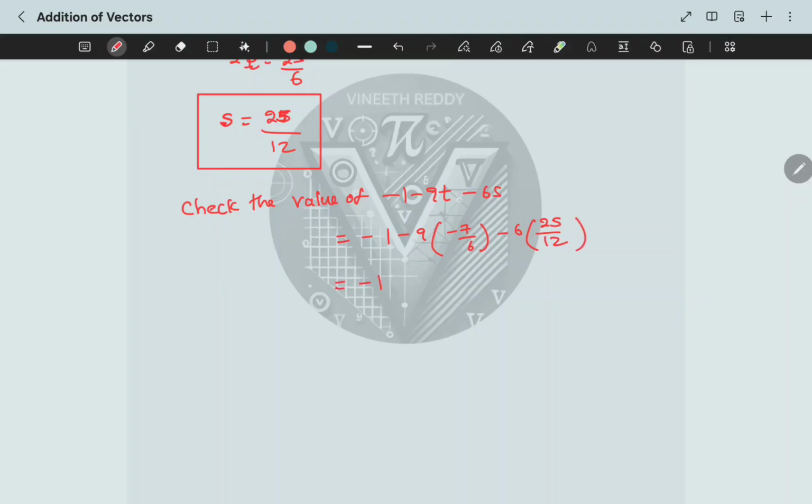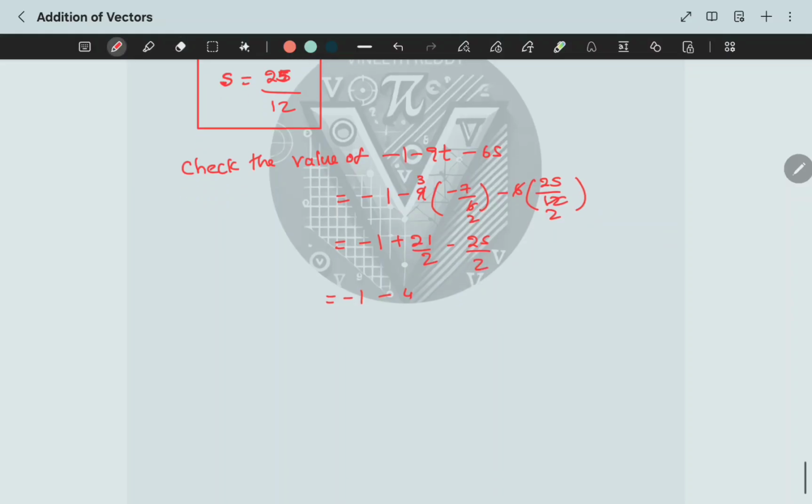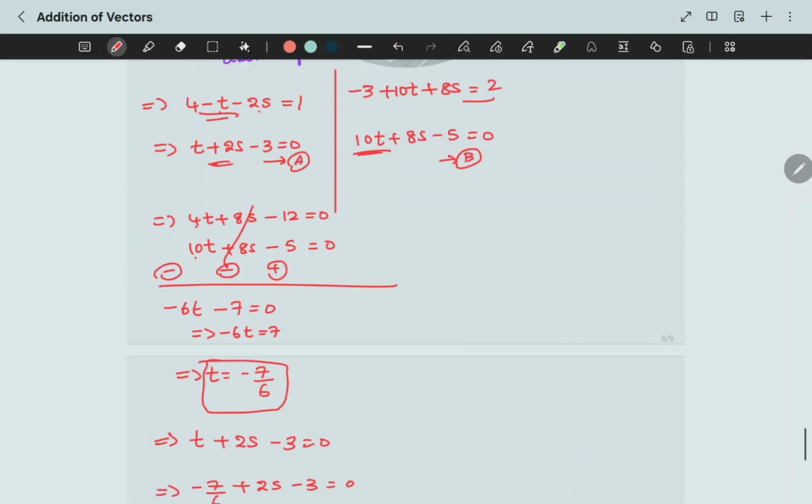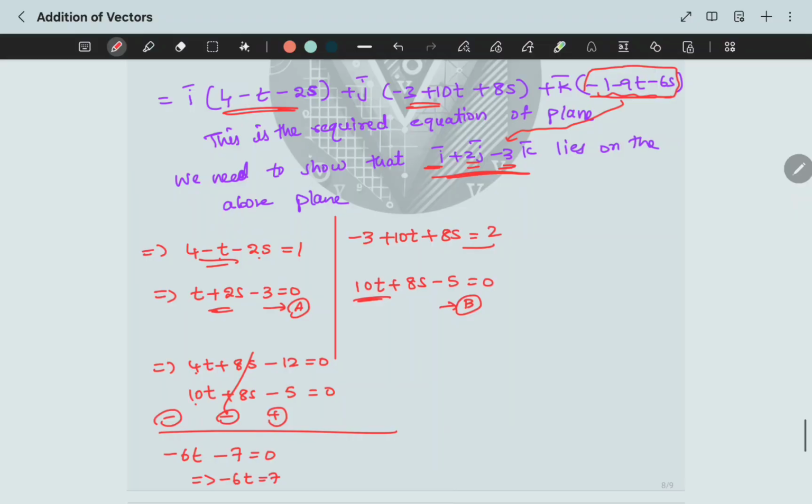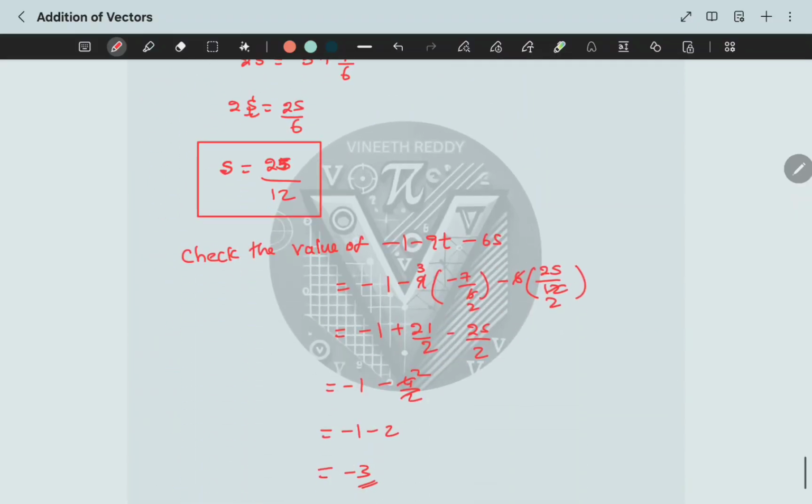So from here we get minus 1, 9 into 7. So this we can write 3 and this we can write 2. Minus 3 into minus 7 is plus 21. And this is 6 times 2 is 12. So we get minus 1, 21 minus 25 is minus 4. Achha, this should be 2. I'm sorry, this should be 2. Now 21 minus 25 is minus 4 divided by 2. So minus 1 minus 2 is minus 3. Indeed, we got minus 3 as the answer. And that means this point lies on the plane.